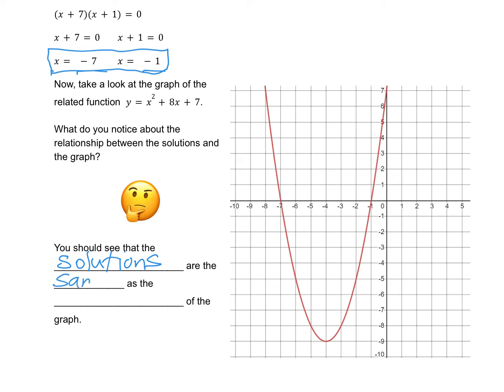are the same as the x-intercepts of the graph. So this is the x-axis, and the line crosses the x-axis right there and right there. Those are the x-intercepts of the graph, and those are the solutions. It turns out this is always going to be the case. If you graph the related function of a quadratic equation, then the x-intercepts are the solutions. It's that simple. So let's look at a couple examples.